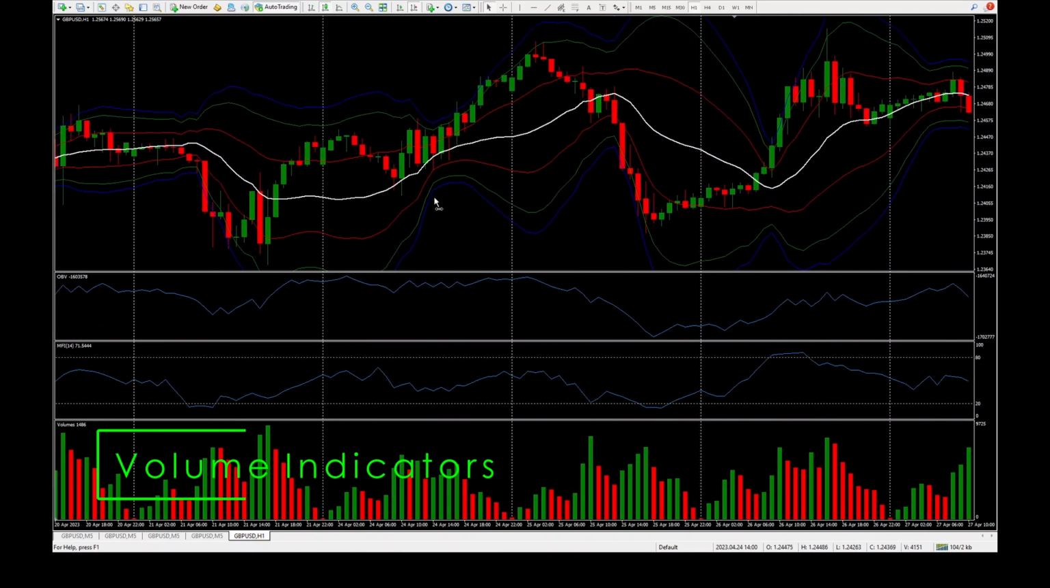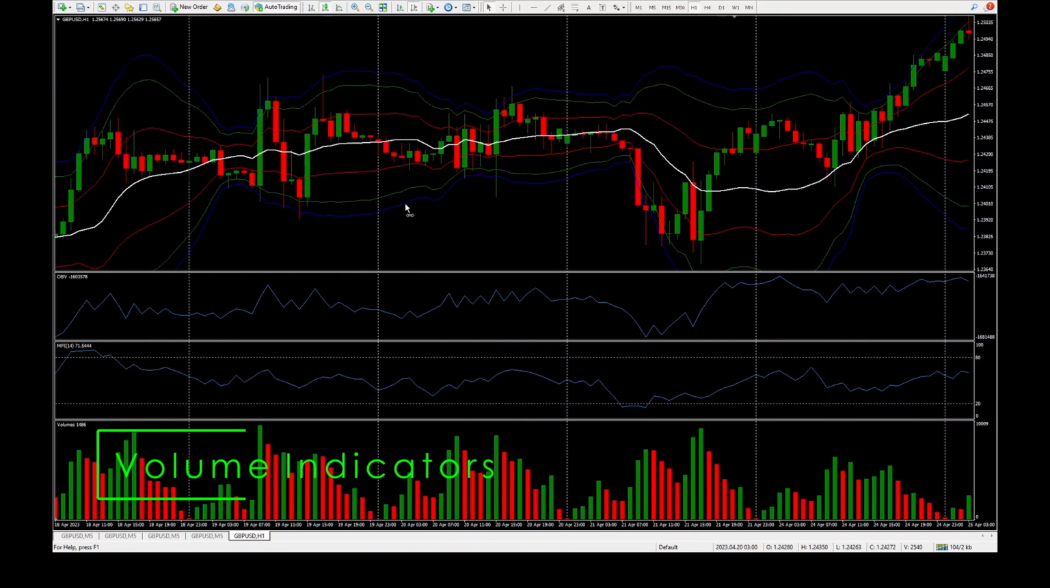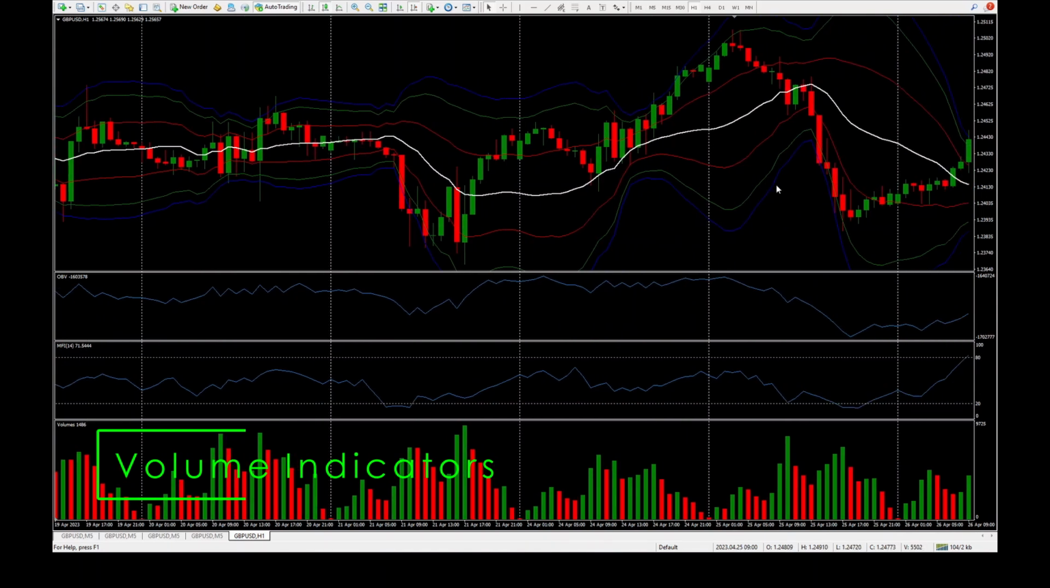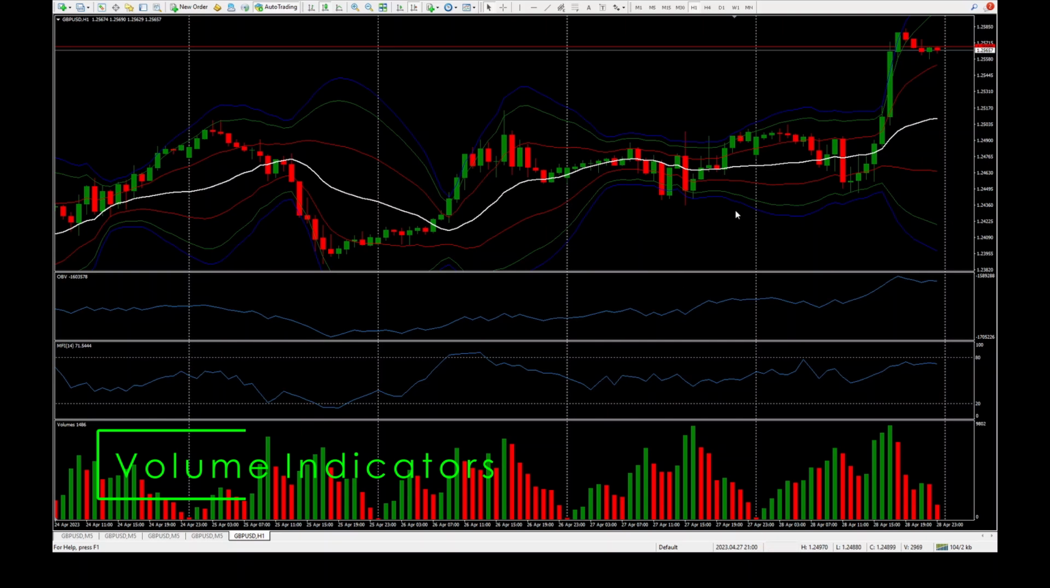Overall, volume indicators are an important tool for any trader who wants to understand the strength of market trends and identify potential price movements. By using these indicators, traders can gain a better understanding of market activity and make more informed trading decisions.